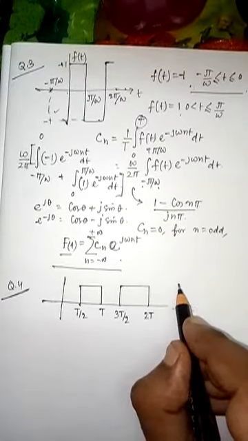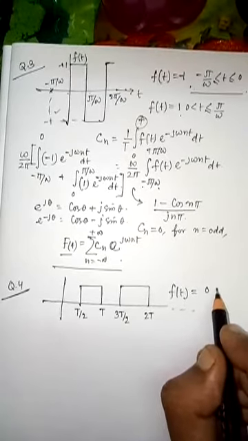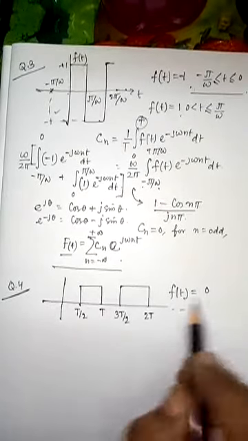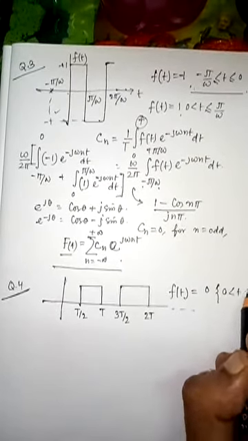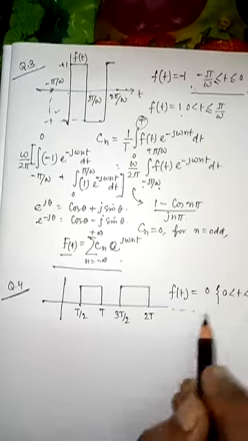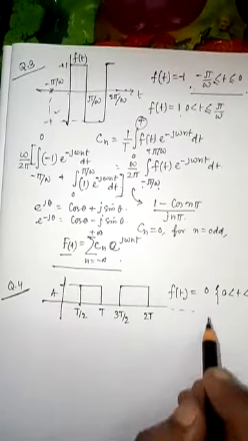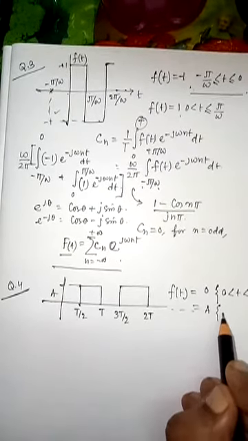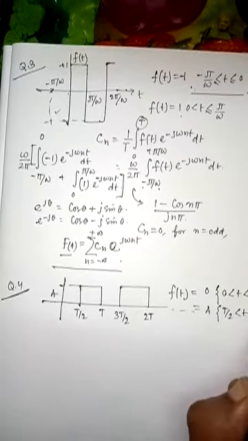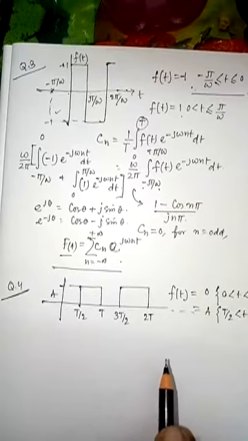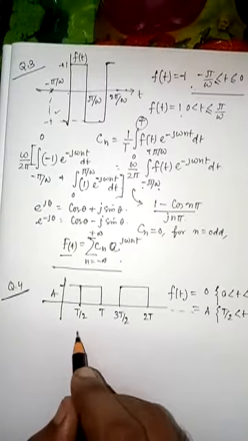So what is the definition? f of t equals 0 when it is lying between 0 and t half, and obviously, taking the amplitude as a, it is a when it is between t half and t, that is the range. So we have to find out the Fourier series. How to find out? You simply calculate a0, an and bn.